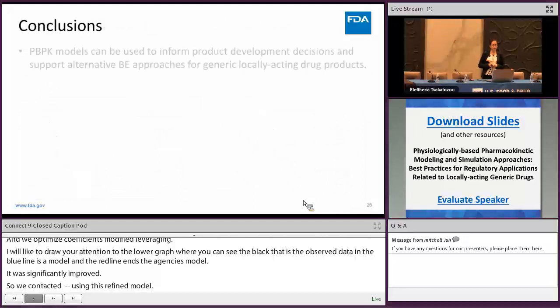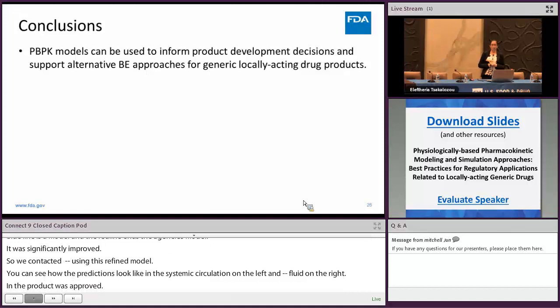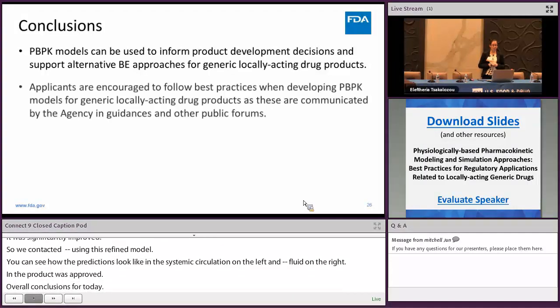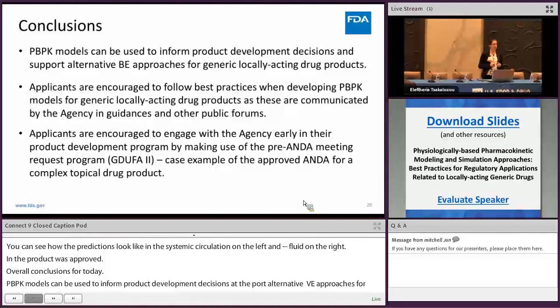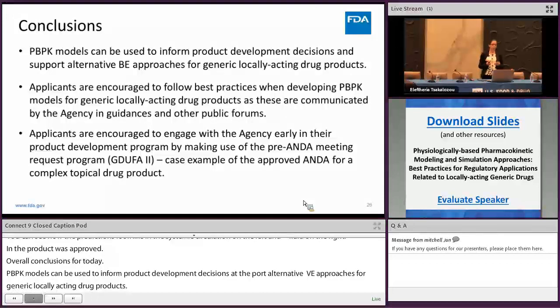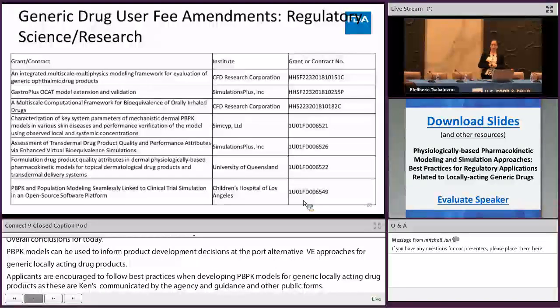Overall conclusions for today: PBPK models can be used to inform drug product development decisions and support alternative B approaches for generic locally acting drug products. The applicants are encouraged to follow best practices as these are outlined in guidances and other public forums such as the one here today. And we also encourage the applicants to engage with the agency early through the pre-NDA meeting request program and get feedback on their modeling approaches as well as the alternative B approaches.